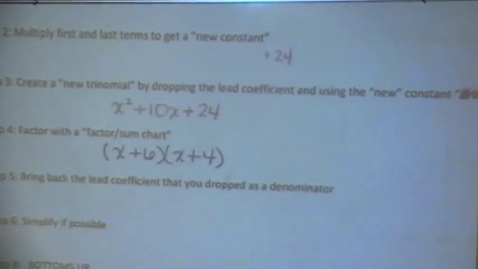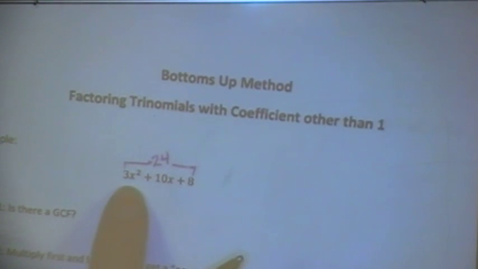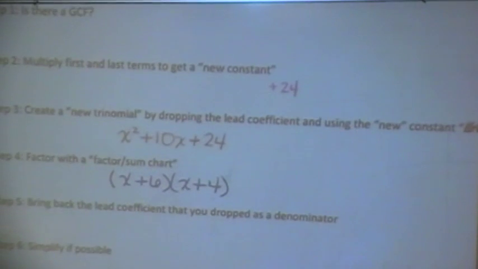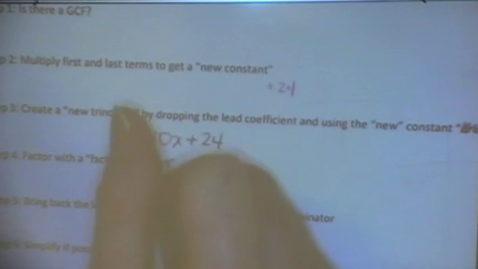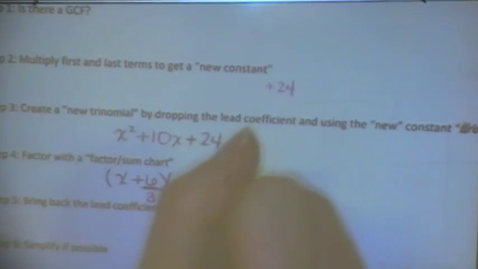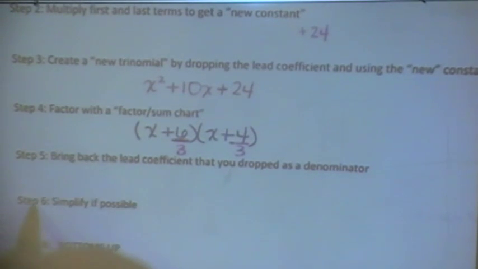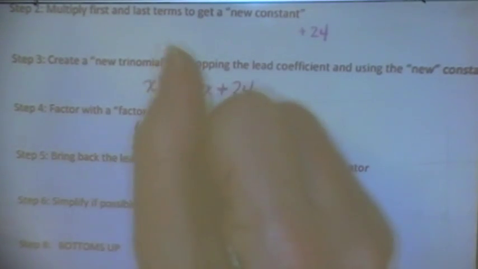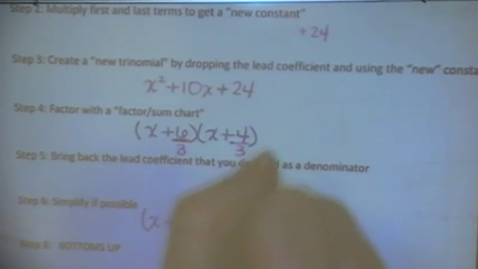Now, you are not finished. It can't be that easy because remember, we dropped off a lead coefficient. I can't just ignore that. So step 5 says I have to bring back that lead coefficient as a denominator. So I'm going to bring back the lead coefficient of 3 and just put it right here under these. Step 6 says simplify if possible. Well, that first fraction, x plus 6 over 3, simplifies to x plus 2. The second one doesn't simplify.